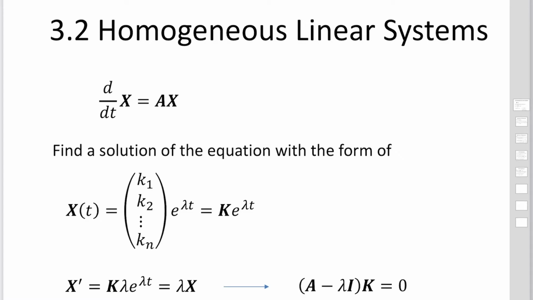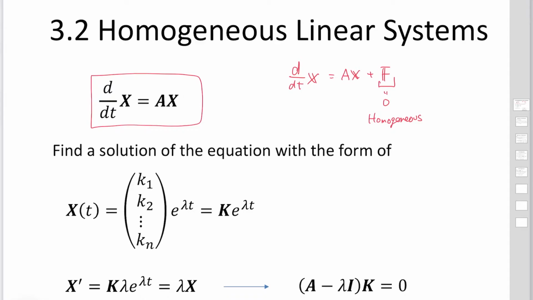In this section, we are going to study how to solve the homogeneous linear systems. In the last sections, I introduced the general form of the linear systems: d/dt x = Ax + f. In the case of homogeneous differential equations, this f equals 0. So in the case of f equals 0, this is a homogeneous linear system. And x is a vector quantity and A is a matrix. Then we'd like to find the solution x.